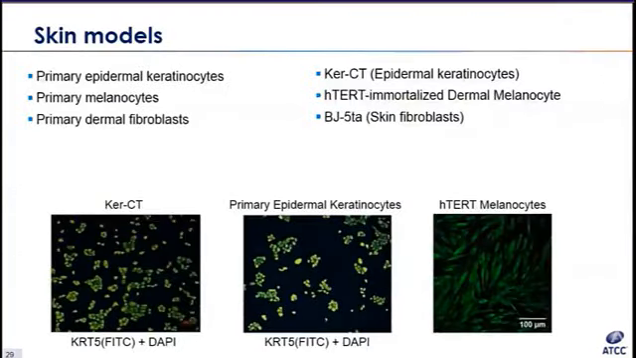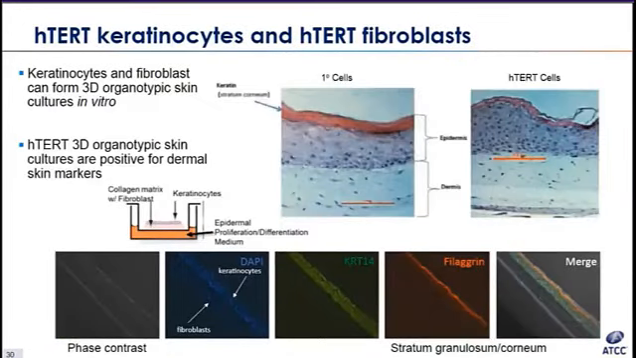ATCC offers a number of different types of dermal cells. We offer keratinocytes, melanocytes, and dermal fibroblasts in both primary cell and hTERT immortalized cell format. Primary and hTERT immortalized cells can be used to generate 3D organotypic models in vitro.